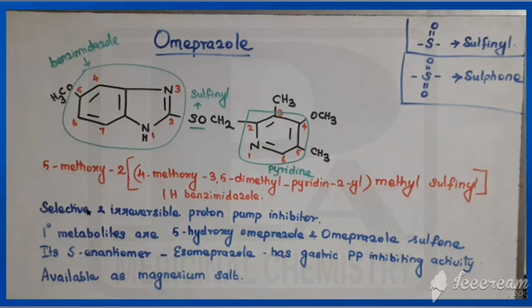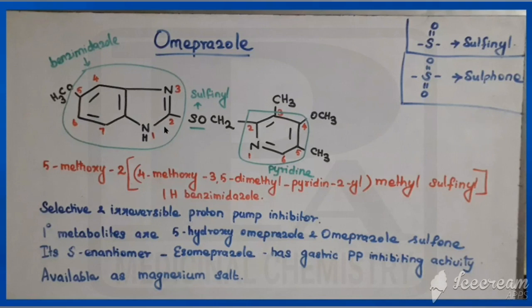It is a selective and irreversible proton pump inhibitor. Its primary metabolites are 5-hydroxy-omeprazole and omeprazole sulfone. Its enantiomer is called esomeprazole. There are two enantiomers, R and S. The S enantiomer of omeprazole is called esomeprazole, and that has gastric proton pump inhibiting activity. This one is available as a magnesium salt.